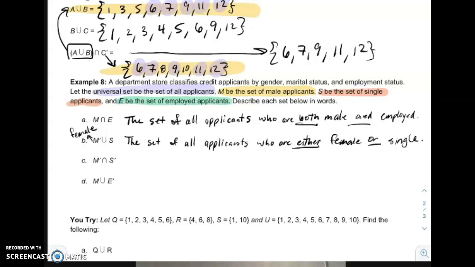All right, part C, you've got M complement intersection S complement. So M complement is female, just like before. S complement would be the opposite of single, or not single, so married. So then we've got the set of all applicants who are, and this is intersection, so we're back to both and, who are both female and married.